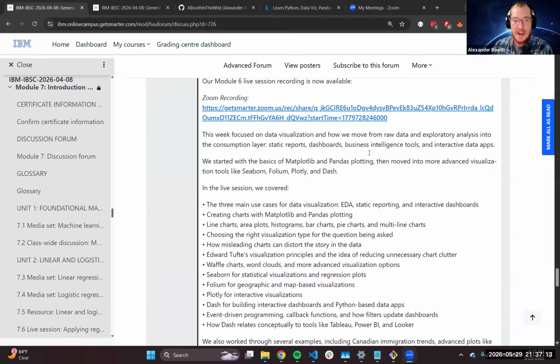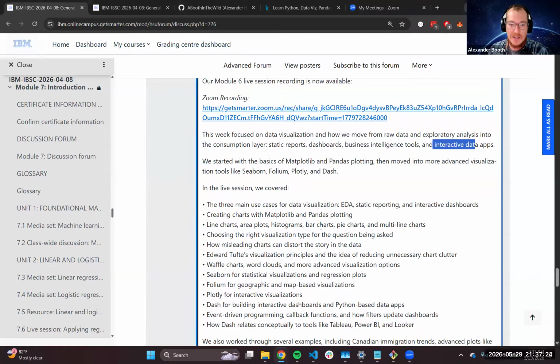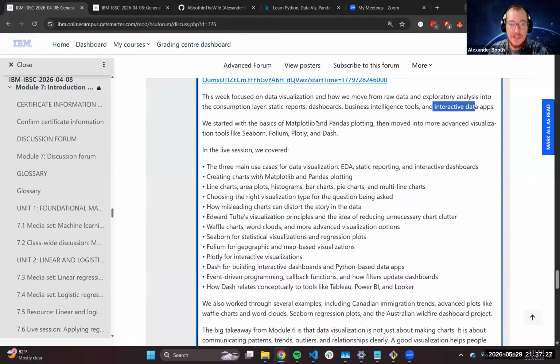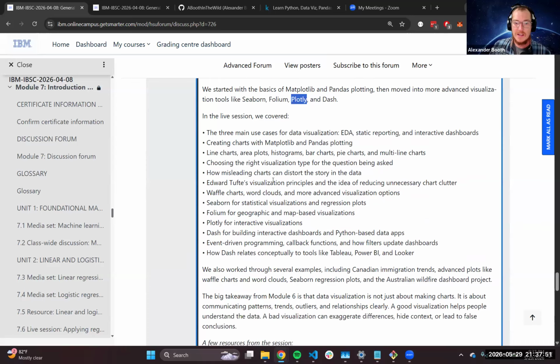Like we talked about, week 5 was all about exploratory analysis, and week 6 was expanding that into the larger consumption layer: static reports, dashboards, BI tools, and interactive data applications. We started with those static visualizations. This includes creating your Matplotlib, your Seaborn charts, whether that's through Pandas or just the raw Matplotlib or Seaborn libraries. And then we moved into other advanced interactive tools such as Folium for interactive mapping and geographic visualizations, Plotly just for general interactive vizzes, and Dash for those interactive data applications.